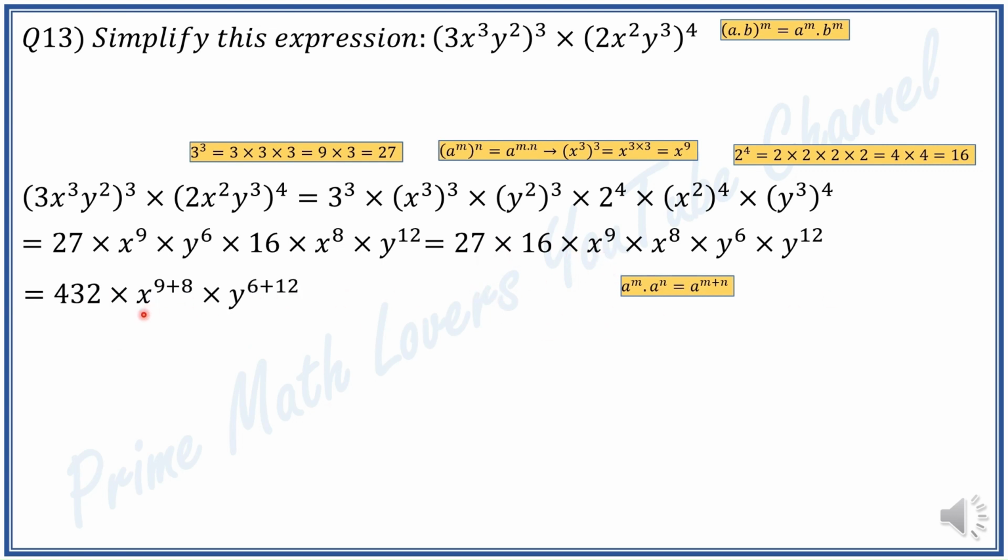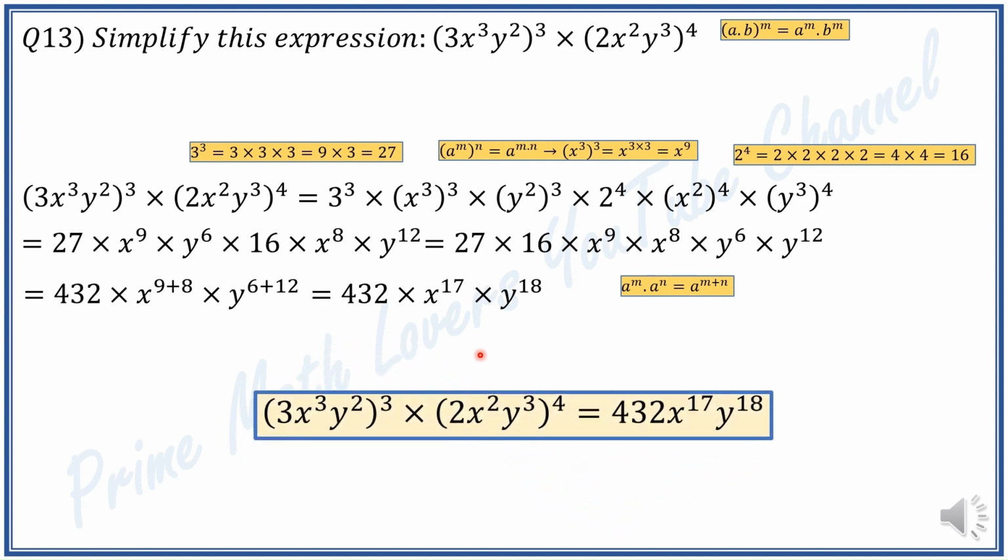It will be x to the power of 9 plus 8 and y to the power of 6 plus 12, or 432 times x to the power of 17 times y to the power of 18. 9 plus 8 is 17, and 6 plus 12 is 18. So we solve the question, and our expression is equal to 432 x to the power of 17 y to the power of 18.